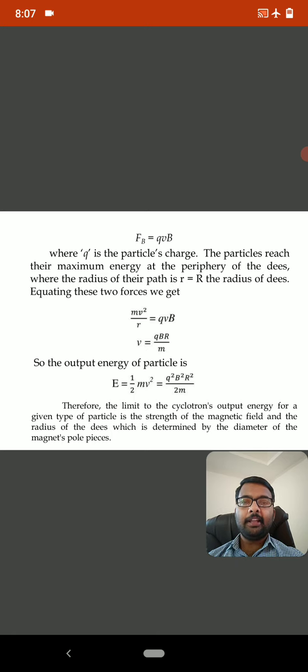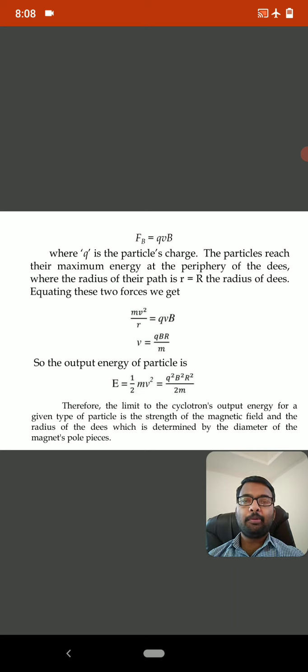Then we can equate these two forces, the centrifugal force and the Lorentz force of the magnetic field. By equating these two, we get mv square by r is equal to qvB. So one v gets cancelled. The final expression for velocity is v equal to qBr divided by m. Just by rearranging the terms, we get this equation for velocity, v is equal to qBr by m.